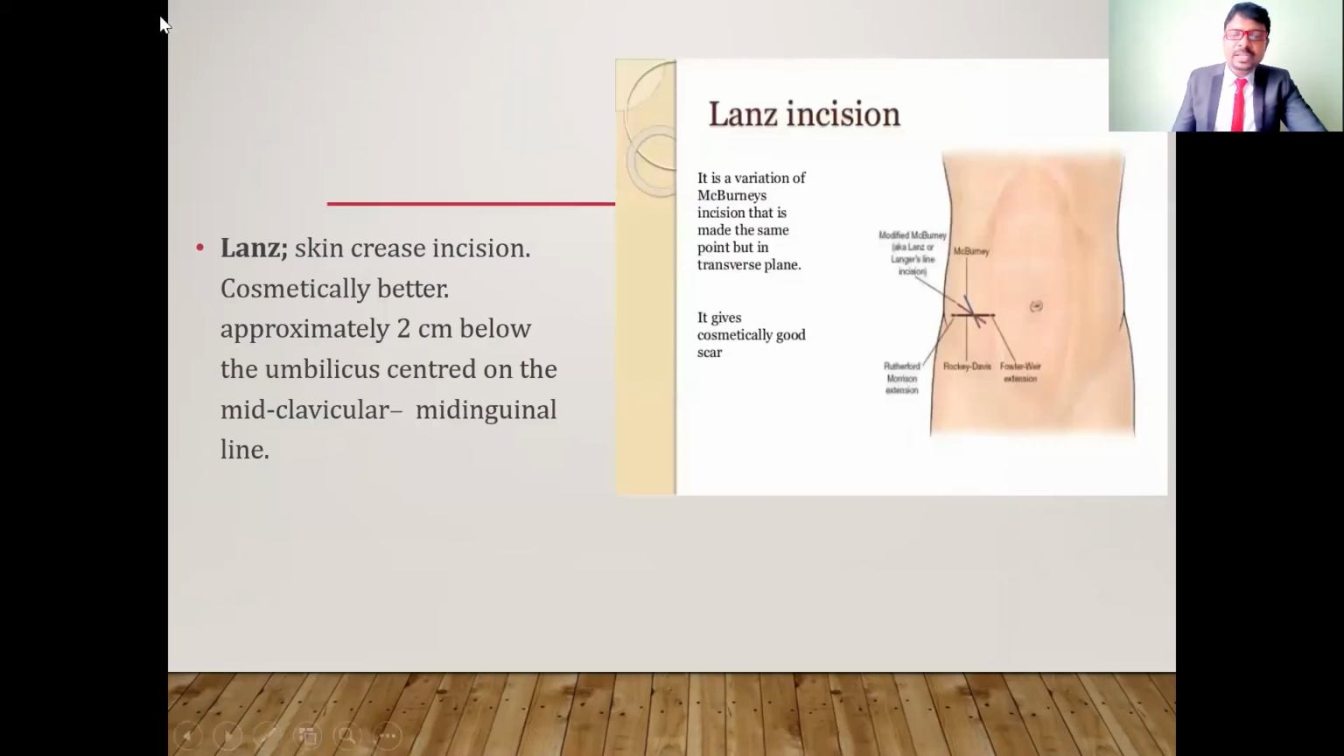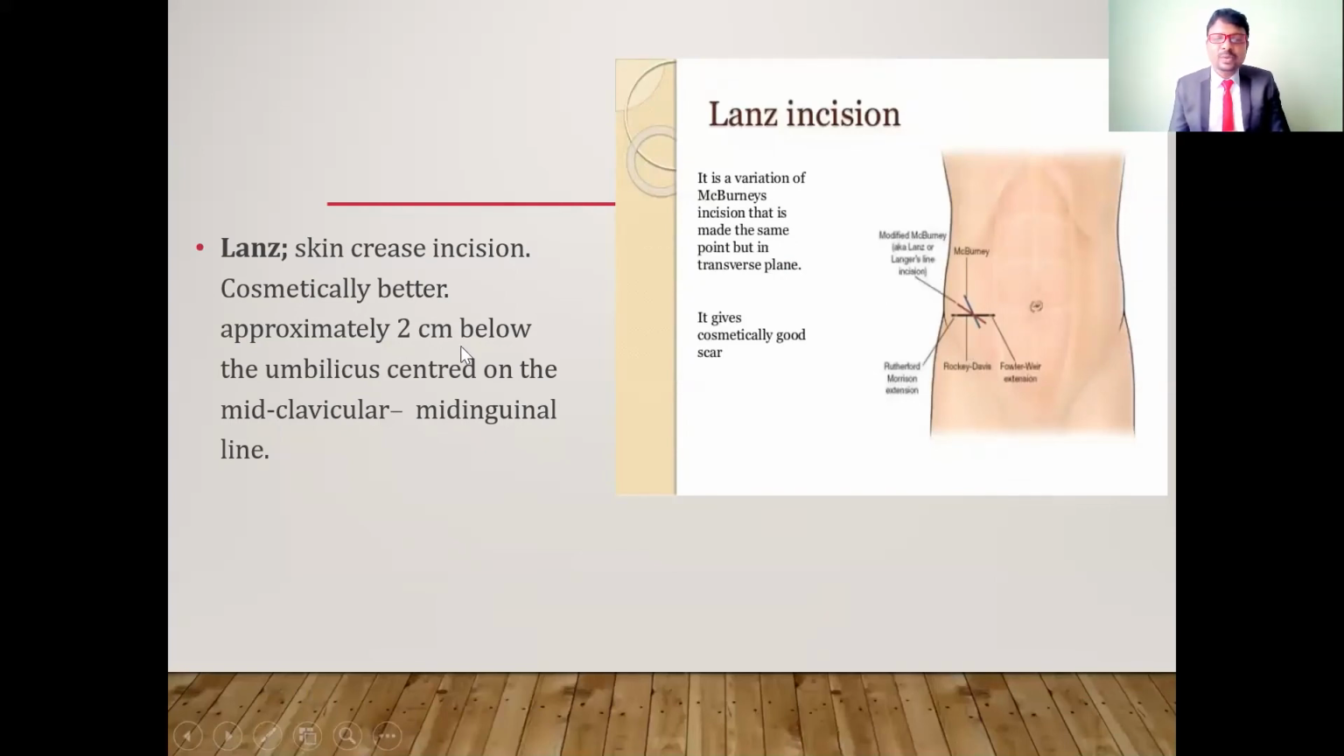Another one is the Lanz incision. The Lanz incision is a skin crease incision. It is a slight variation of the McBurney point, made at the same point but in the transverse plane. The McBurney incision is vertical, while the Lanz incision is horizontal. That is the difference between the McBurney and Lanz incisions.